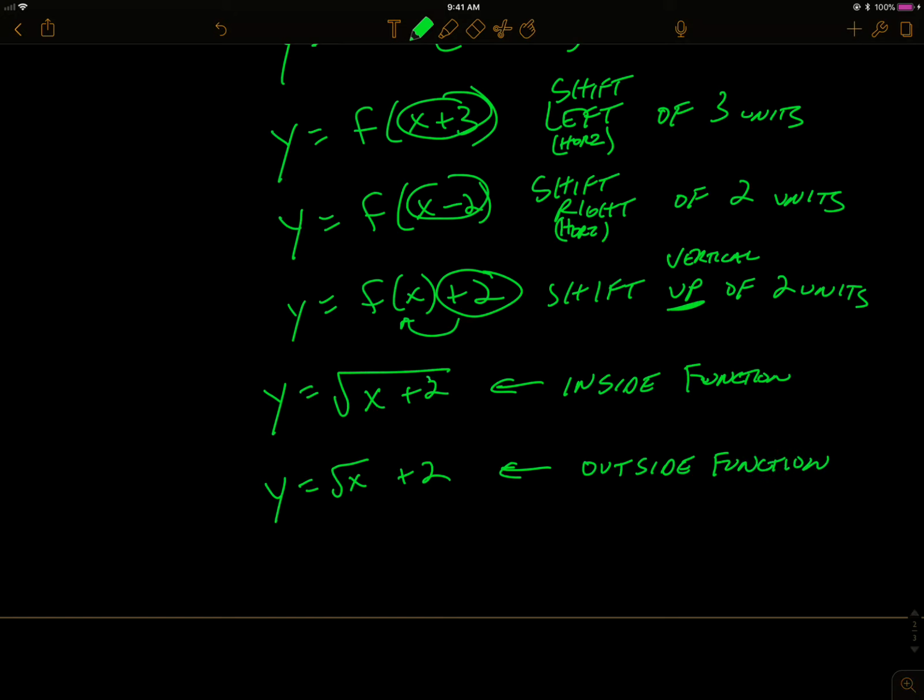Anything inside the function is considered to be grouped with the x, and x is the horizontal axis, so it's got a horizontal effect. That's just like this guy right here. It's inside the function. This is outside the function, and if it's outside the function, it's considered grouped with the y, and the y axis is vertical, so this is a vertical shift. So the inside function is the horizontal, that means left or right shift. Outside the function is the vertical, which means up or down shift.